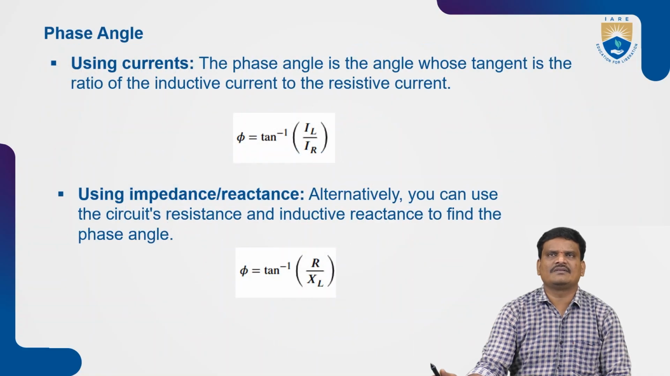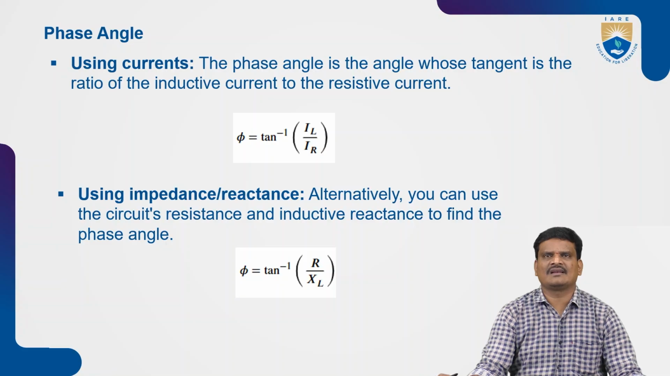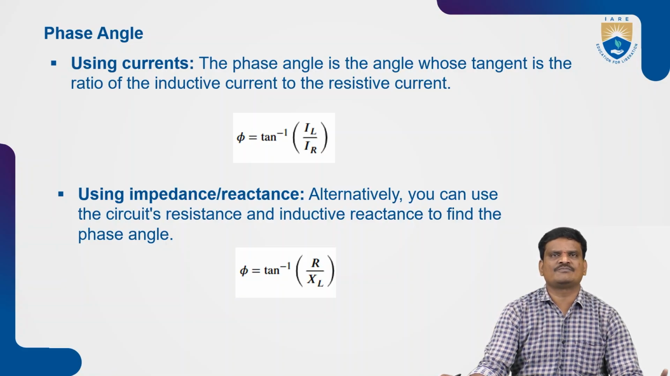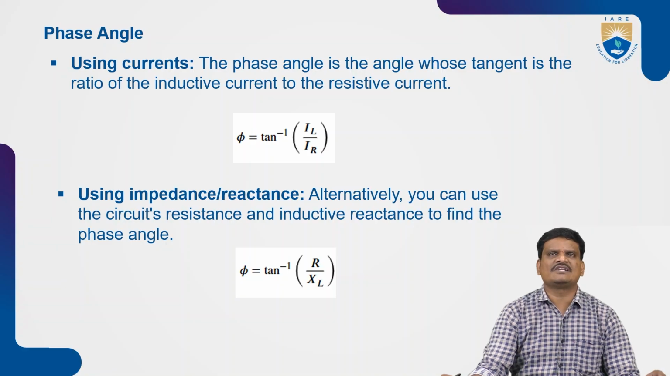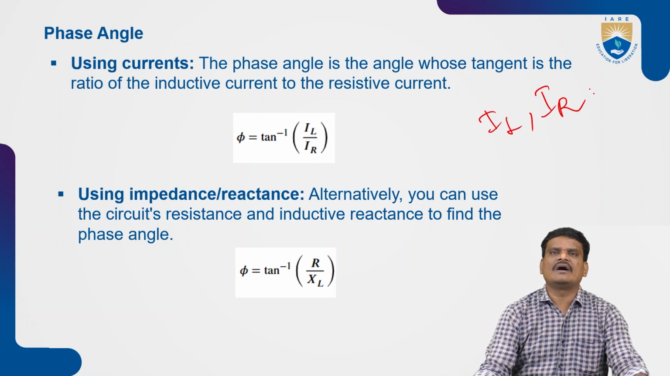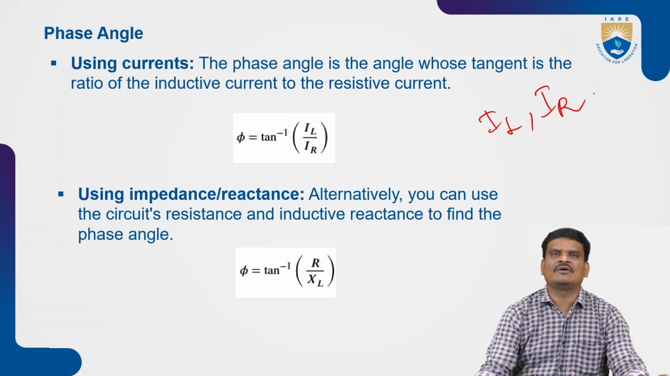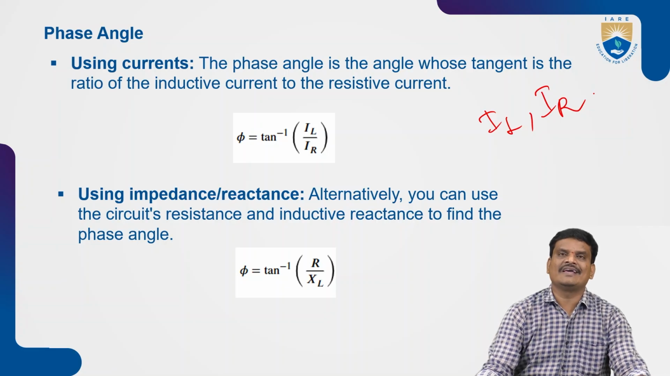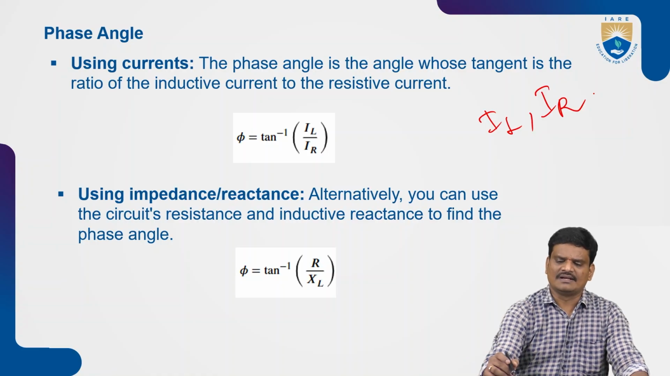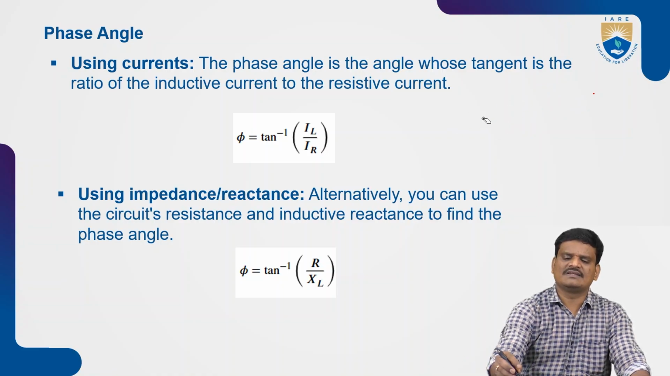Now coming to the next thing, phase angle calculation. You can calculate the value of the phase angle for a parallel circuit with respect to 2 parameters. One is with respect to the currents flowing in the circuit, the inductor current and the current flowing through the resistor. Or else you can calculate the phase angle by using the expressions for the resistor or the inductive reactance XL. Let's see the expression.